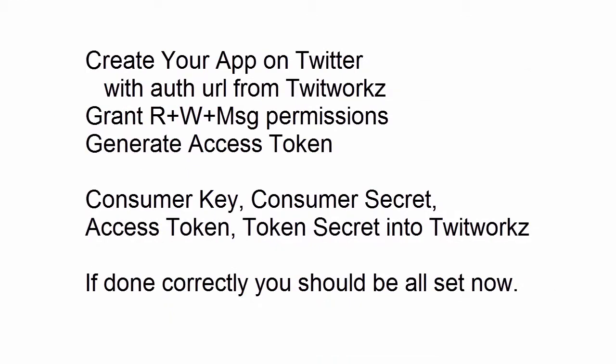So just to recap, once you've created your app on Twitter, granted it permissions, saved your auth URL, and generated your access token, you need to copy and paste those 4 strings of data that I showed you into the settings for your account in Twitworkz. And once again, you're going to need the consumer key, consumer secret, the access token, and token secret from your app. Copy and paste those one at a time into the setting for your new Twitworkz Twitter account, and then we ask you to enter that friendly name for the account. And probably the best practice, as I did, is to enter the screen name of the Twitter account, just so you can identify it easily.